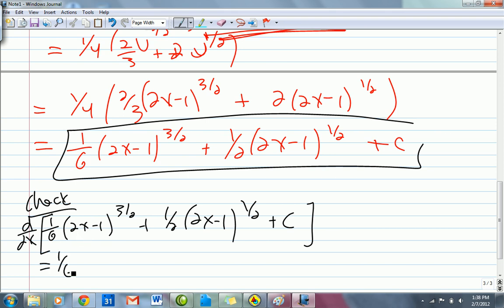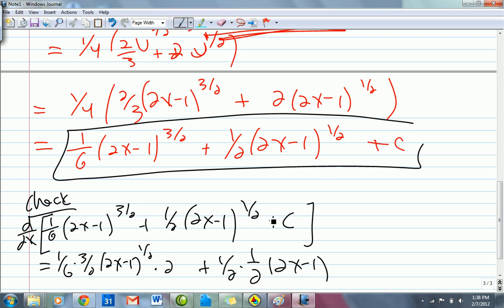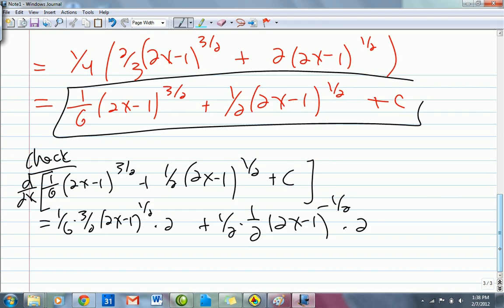That 1/6 comes along for the ride. 3/2 comes down. Times, keep that inner one intact. Bump the power down 1 times, by the chain rule, the derivative of the inner, which is times 2. Plus this 1/2 comes along for the ride. That 1/2 comes down. Times the quantity 2x minus 1. Bump that power down. Times the derivative of my inner, times another 2. And with a little luck, this will turn out to be something nice.